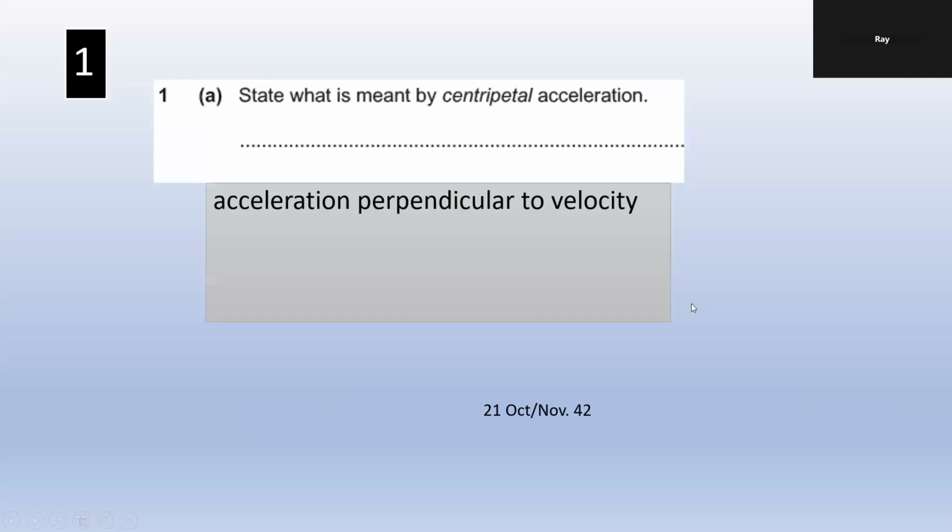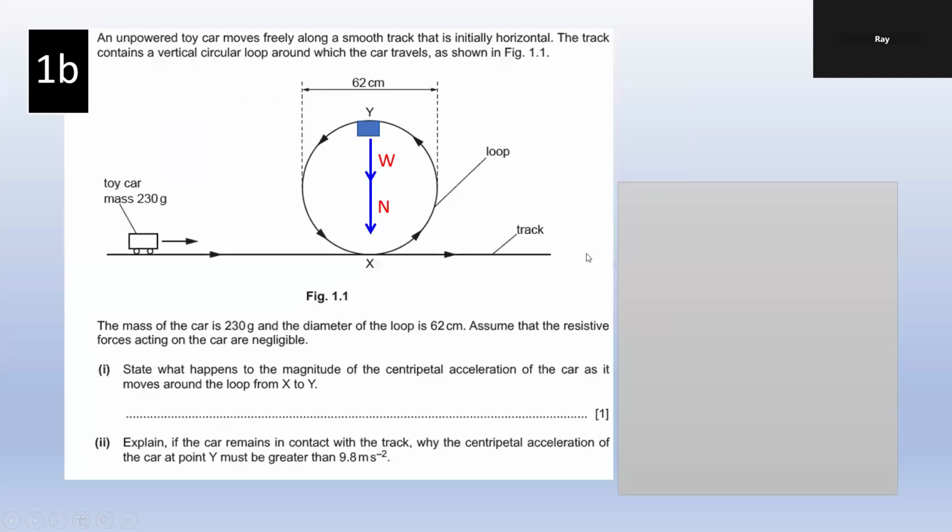This one, no problem. Acceleration perpendicular to velocity. This one is a bit not fair, because I think the syllabus says uniform speed. So this is a transformation of energy. Greater speed here, lesser speed here.